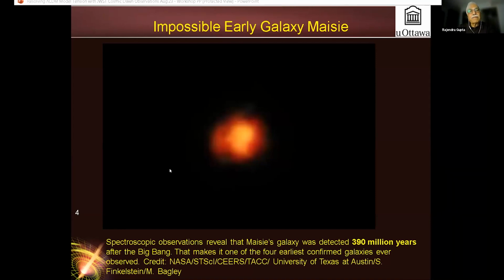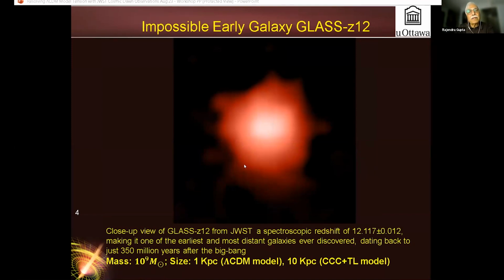I think this was also considered by some other presenter. This is one of the galaxies, called the Maisie galaxy, and it was detected, considered to be only 390 million years after the Big Bang. It makes it one of the earliest confirmed galaxies ever observed. And this is another one at GLASS-z12. This particular galaxy is perhaps the oldest spectroscopically confirmed galaxy, with a mass of 10 to the power 9 solar masses. But its size, according to the lambda CDM model, is only 1 kiloparsec, whereas with the new model which I have proposed, it's about 10 kiloparsec, which is more in line with what one would expect from such a galaxy.